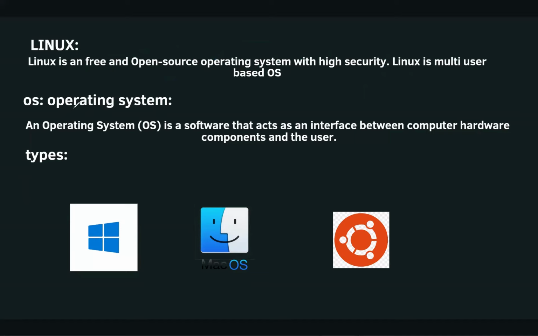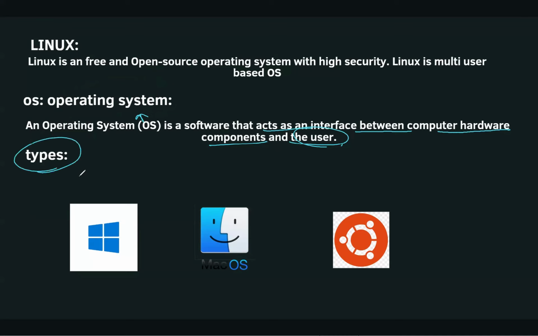Next. Now, what is meant by OS? OS is nothing but the full form of operating system. An operating system is software that acts as an interface between computer hardware components as well as the user. Just now we have discussed it, right? Nothing but OS. Here we have a number of types of OSs.